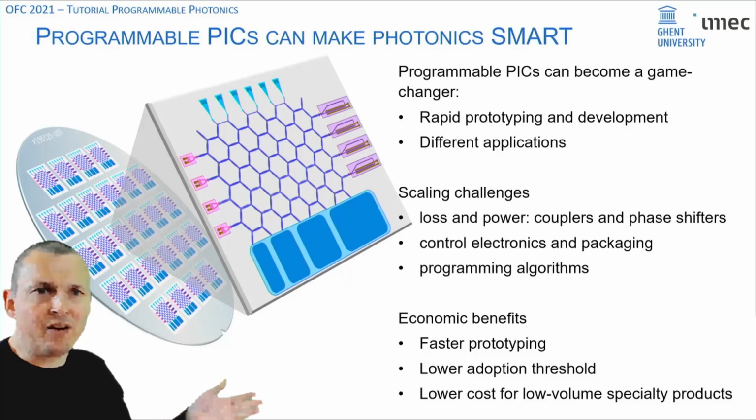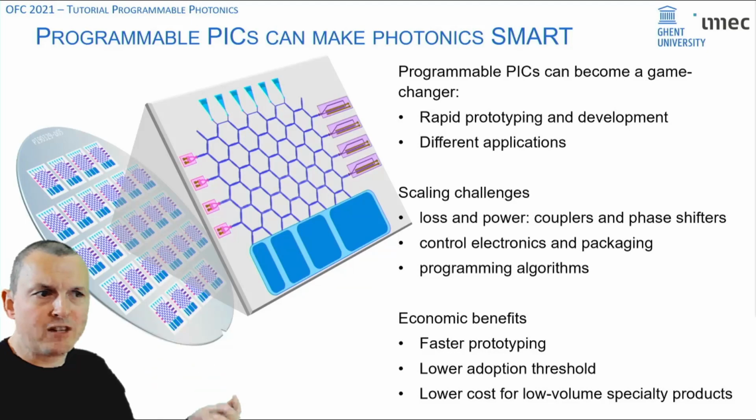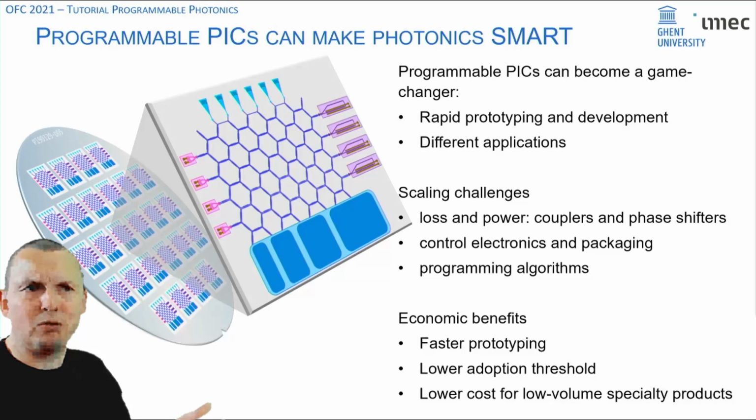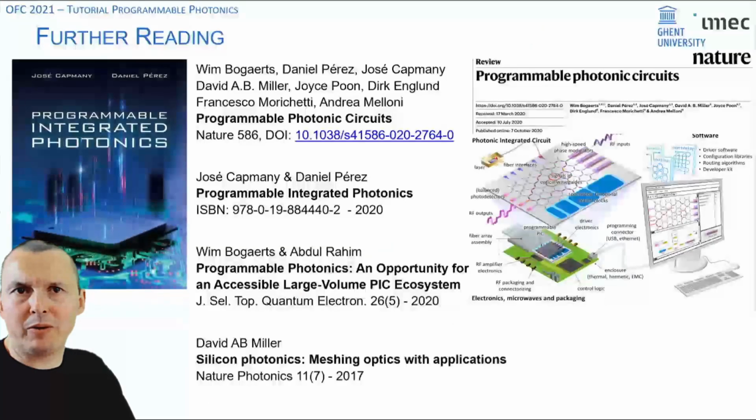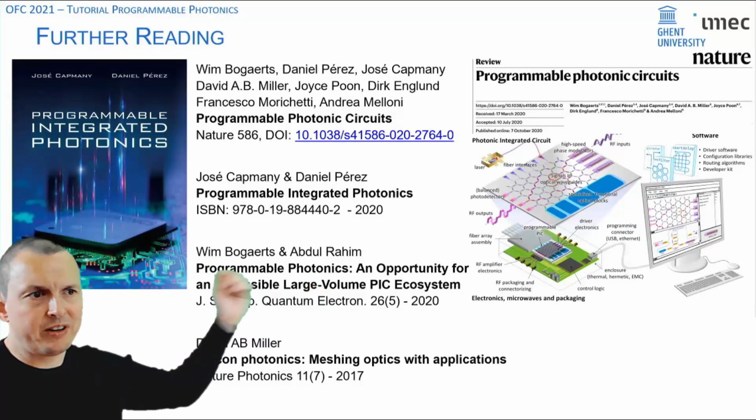But the economic benefits are clear. If we can enable with such photonic chips a use model that is very similar to that of FPGAs in electronics, you get much faster prototyping, a much lower adoption threshold for photonics, and in the end also a much lower cost for especially low volume and specialty products.